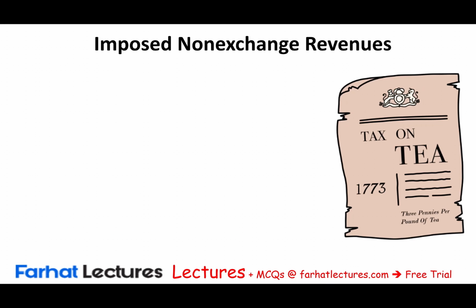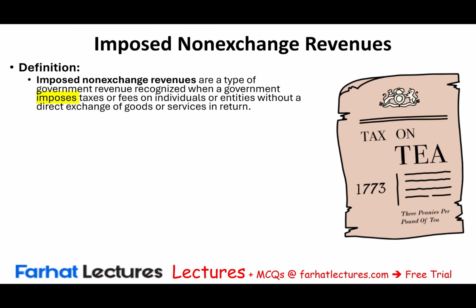As I said, imposed doesn't sound good at all. It's like imposed, like you have no option, right? Imposed revenues are a type of government revenue recognized when the government imposes taxes or fees on individuals or entities, notice here, without a direct exchange of goods or services in return. So I am asking you to pay the taxes, but there's no exchange in return. It's a non-exchange. It's not like you pay for this tax, you get something special. You don't. You have to pay this tax.